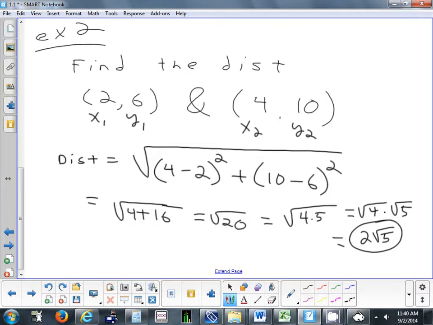Okay? This is an important skill that comes up all year. Simplifying square roots. That's my main reason for doing the distance formula today. Not because I'm overly concerned about you finding distances between points, but because I want you to do this. Okay, any questions on that?